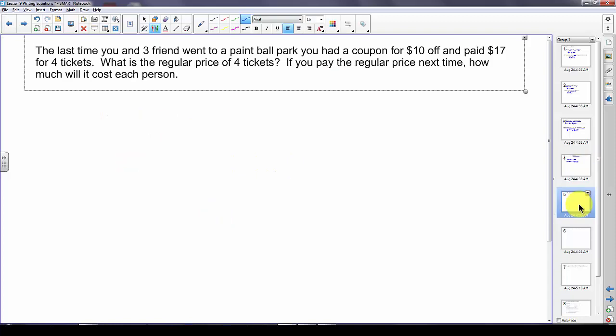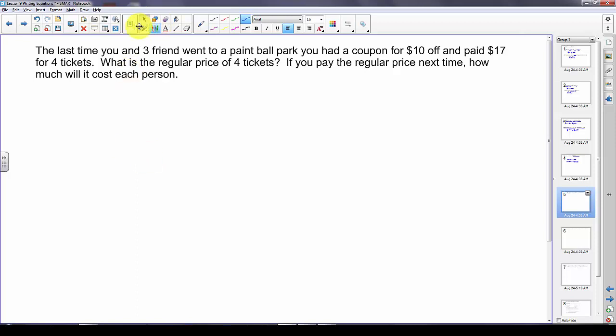All right, so this problem's got a couple of steps to it. It says last time you and 3 friends went to a paintball park. You had a coupon for $10 off and you paid $17 for the 4 tickets. We want to know what's the regular price of the 4 tickets. That's the first part. And then if you pay regular price the next time you go, how much is it going to cost each person? So let's figure all this out.